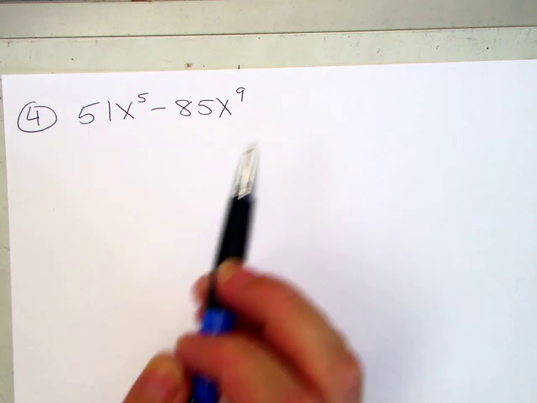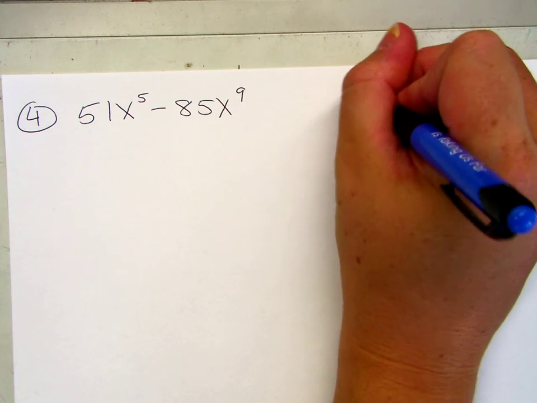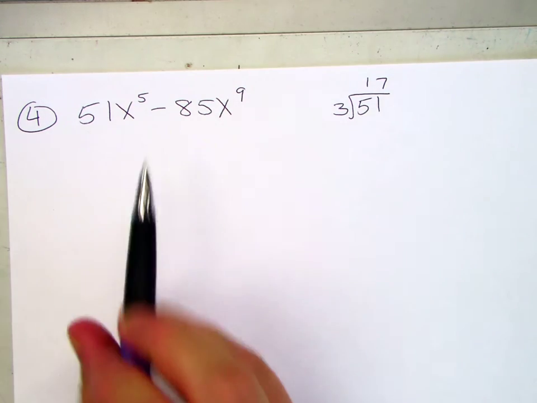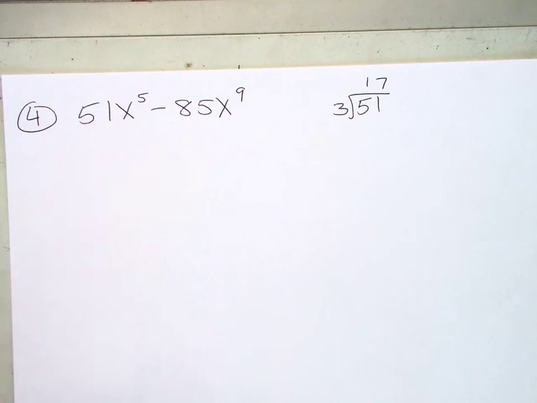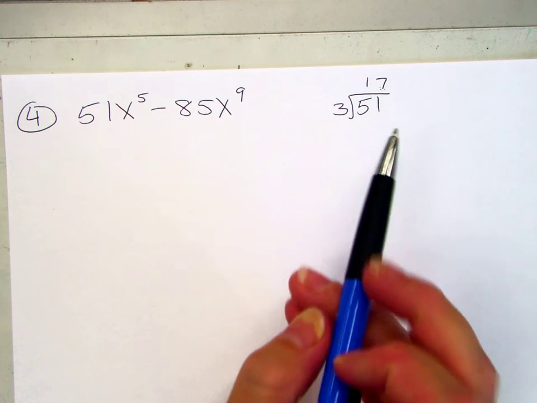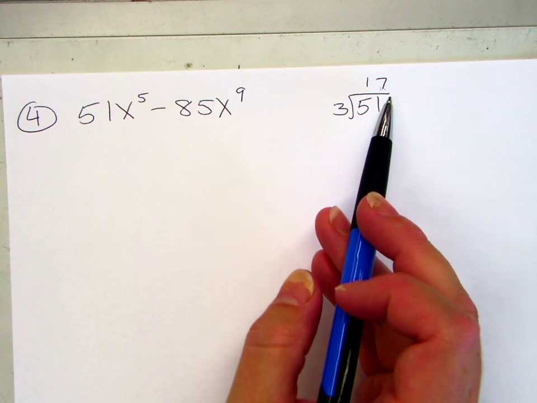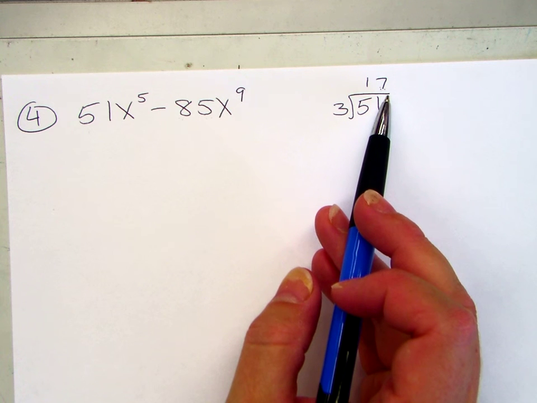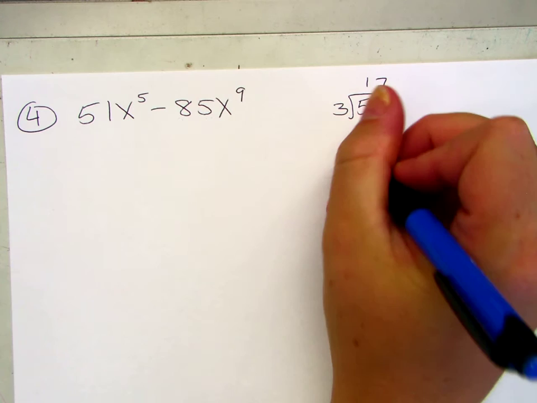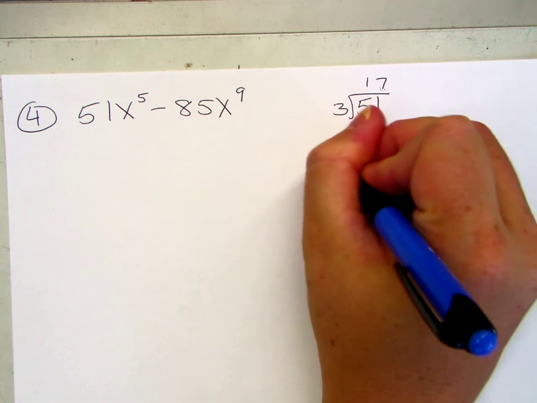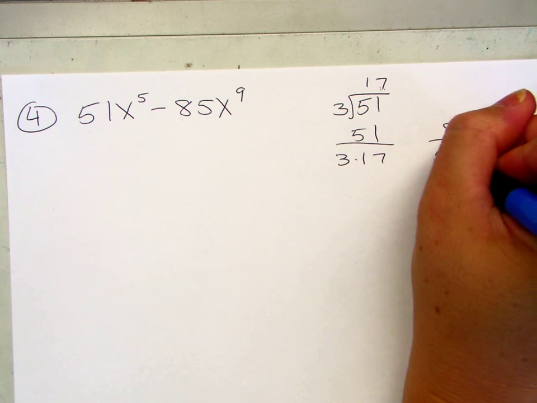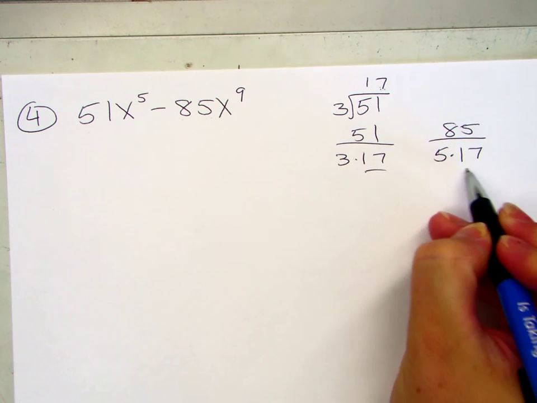So I know 3 goes into 51. So I'm going to do 51 divided by 3. I get 17. Now, does 3 go into 85? That's a no. So the GCF is actually going to be 17. So again, this one's a little tricky. I want you to have to think. I want you to have a method. What do you do if you can't figure out the GCF? 51 is 3 times 17. 85 is 5 times 17. The GCF is 17.